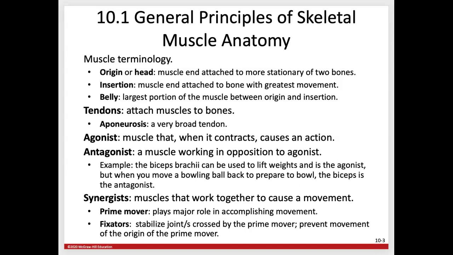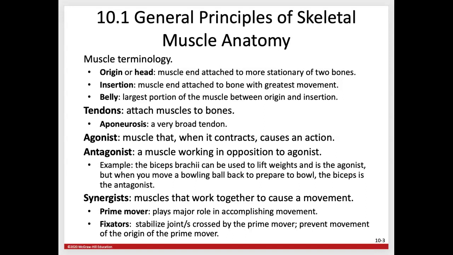So for the insertion end of a muscle, or the mobile end, that's usually found on the distal end of the muscle, attached to the bone being pulled toward the other bone of a joint. Now, the part in between the origin and insertion is referred to as the belly, and that is the largest portion of the muscle. When you flex your muscles on your arm, you can feel that belly part of the bicep.